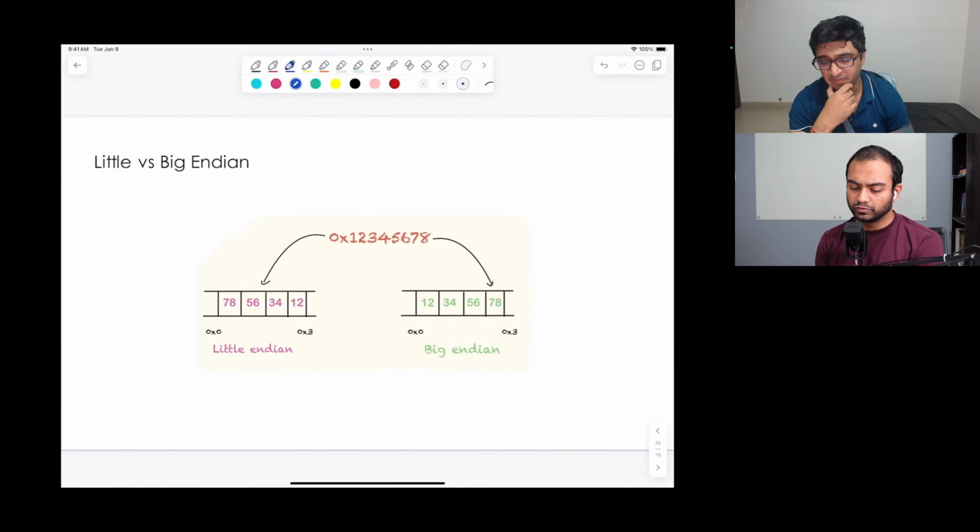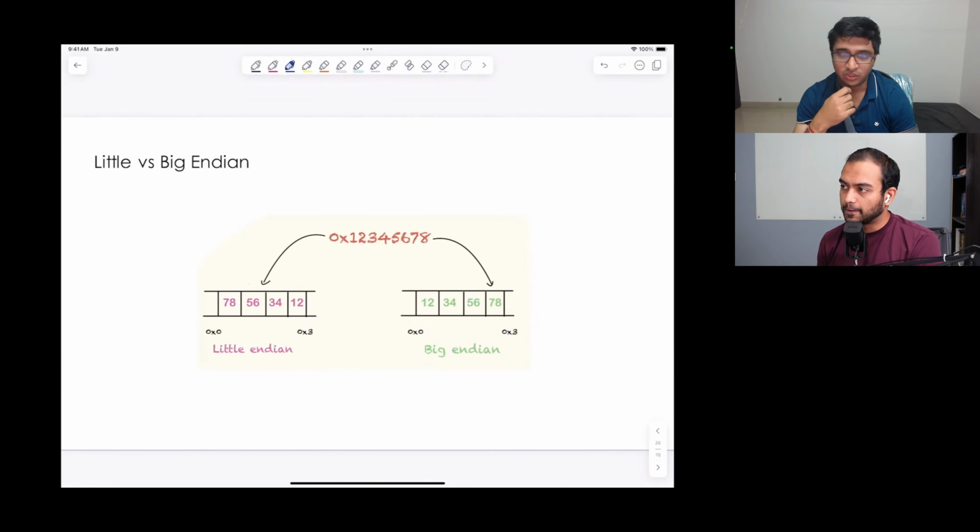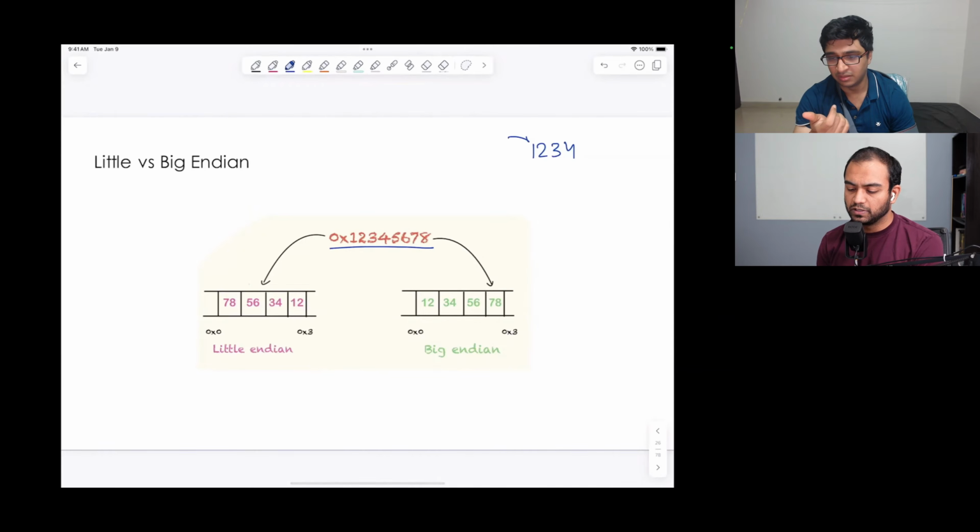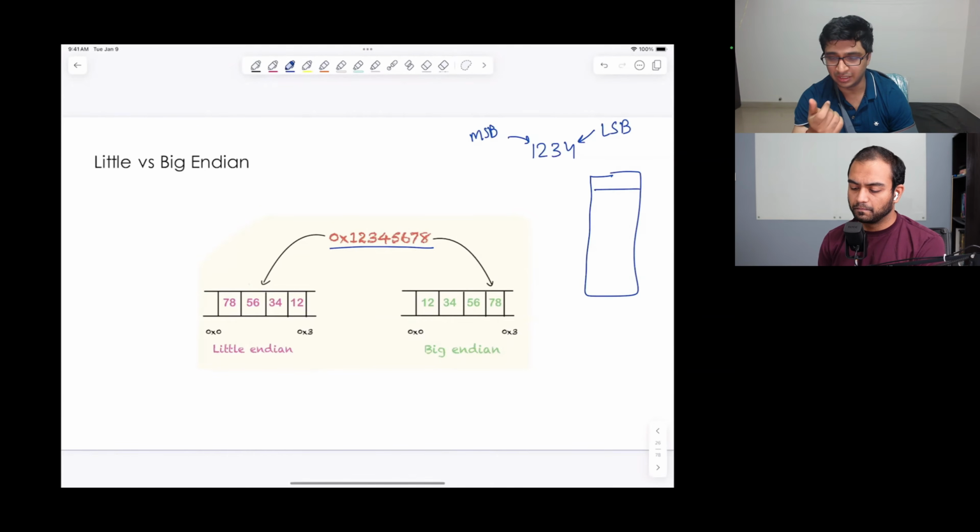Could you speak about Endianness itself? What that means? So Endianness means, let's say if you have a number like 1, 2, 3, 4, it's about how you place the MSB versus the LSB. This being the MSB and this being the LSB. So if you're little endian, the LSB goes first.